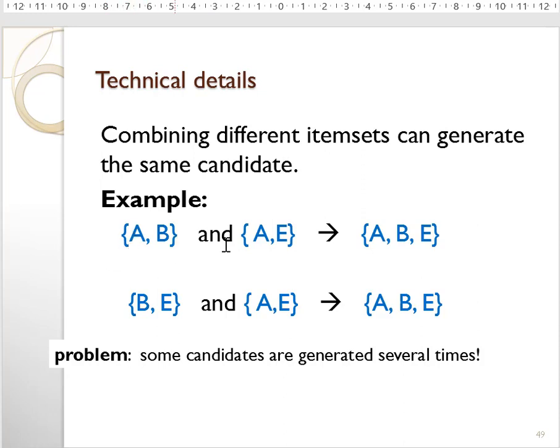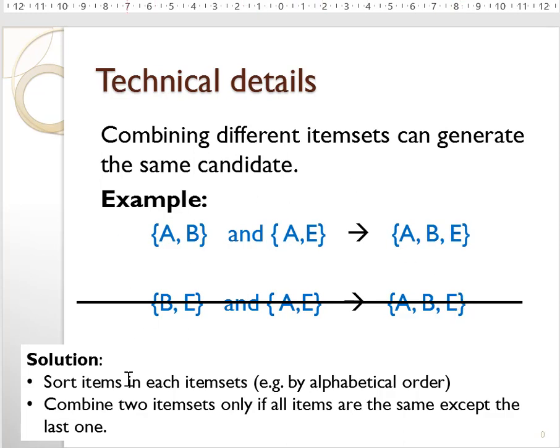If you combine AB with AE, you will get ABE, of course. But if you combine BE with AE, you will also get ABE. So this is not good, because if we do some algorithm, we don't want to look at ABE more than once. We don't want to generate ABE many times, to always look at this item set. So there's a special trick to avoid this problem. Let me explain to you the solution.